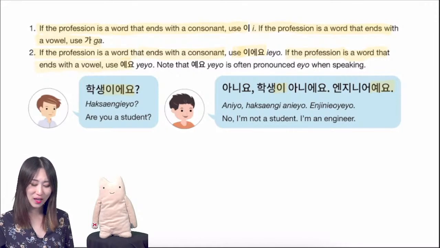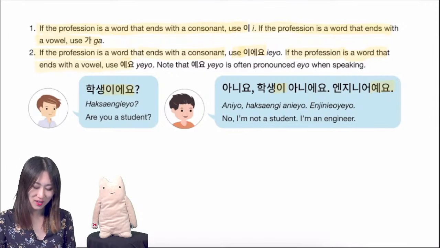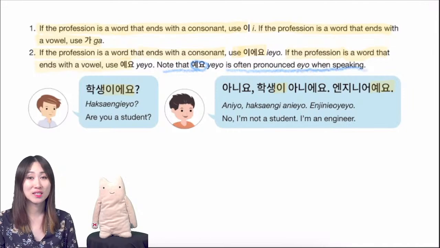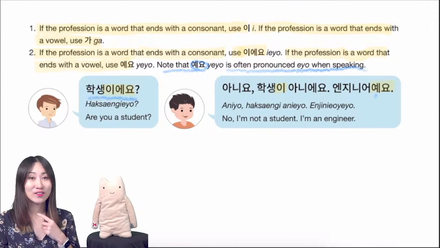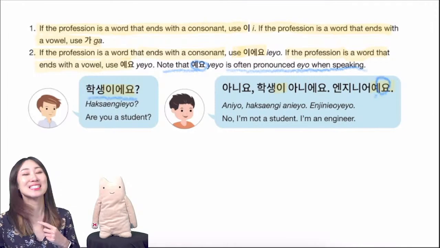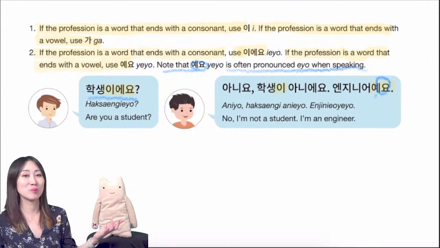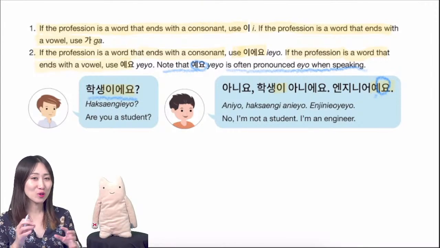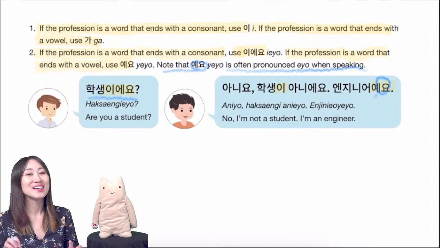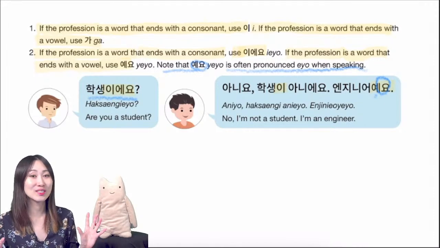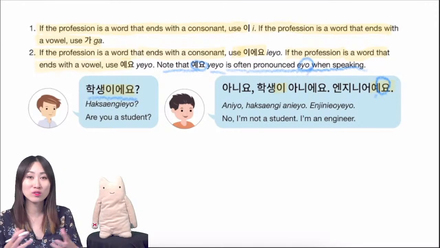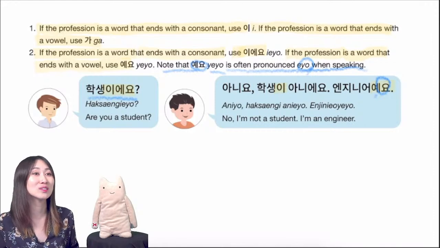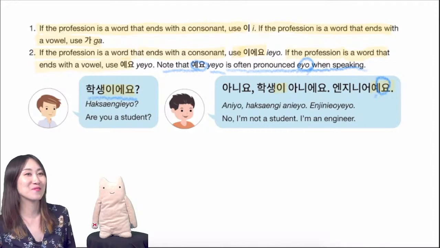Okay. And that's a good note. Note that 예요 is often pronounced as 에요 when speaking. Yes, engineer예요. Korean people speak fast and we don't pronounce every single syllable accurately. So sometimes it sounds closer to 에요 than 예요, but you should write it as 예요 all the time. Okay, very good.